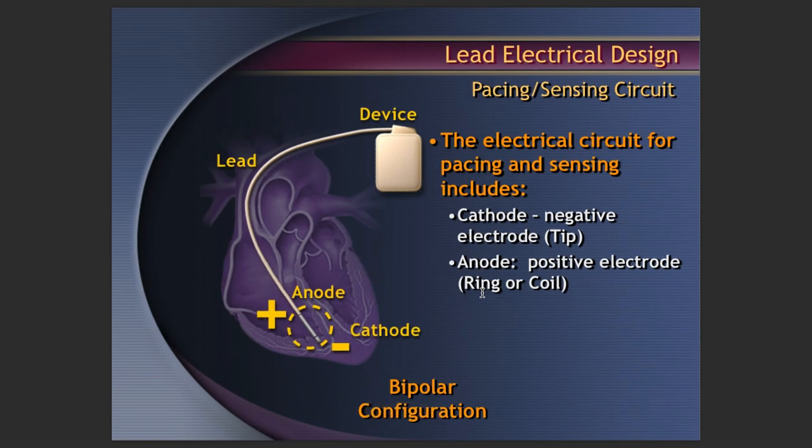Bipolar fashion, I have already explained in some of my previous lectures. You can always go back and refer to them. So even in this, I will try to say something. If you look at the electrical circuit, there is a negative tip, which is called a cathode, and the anode is a positive electrode. So the ring or the coil is the one which makes the circuit complete in terms of bipolar configuration.